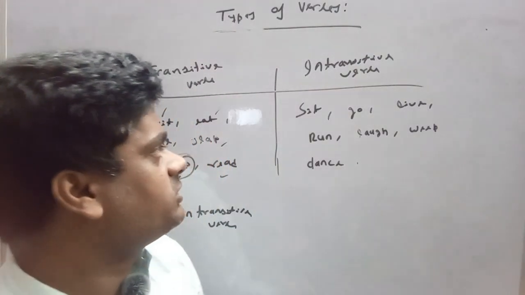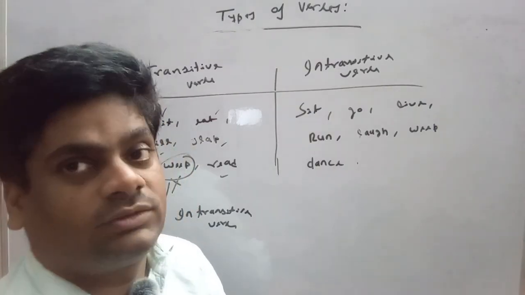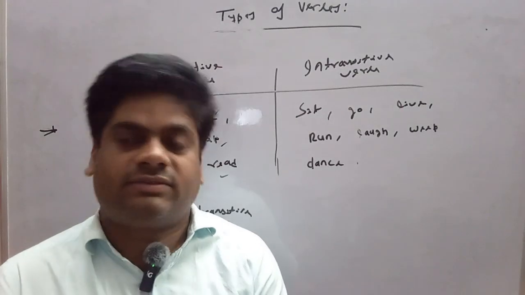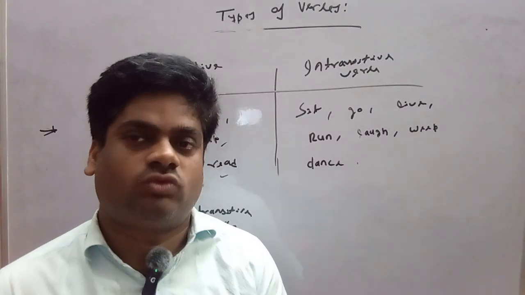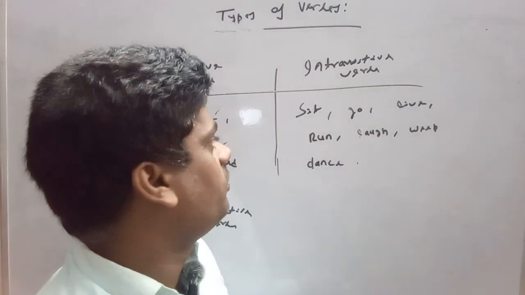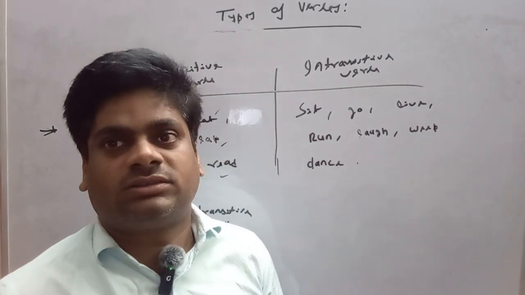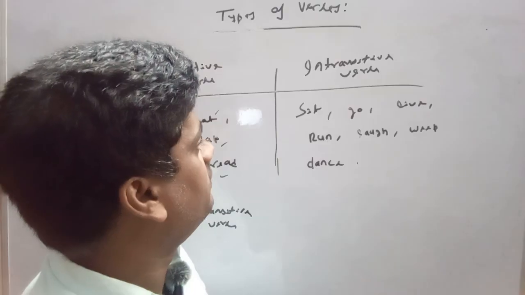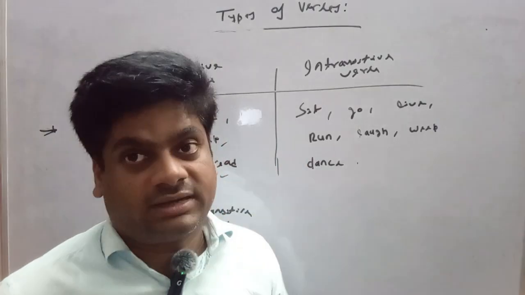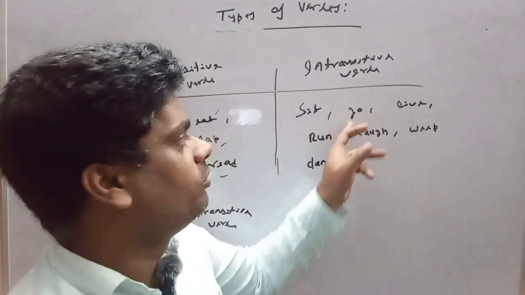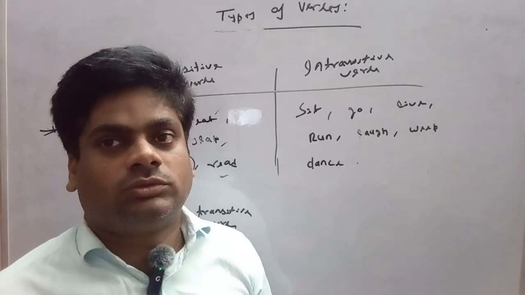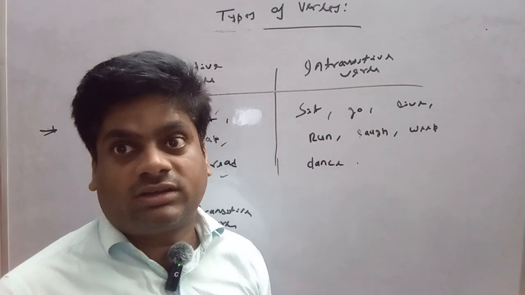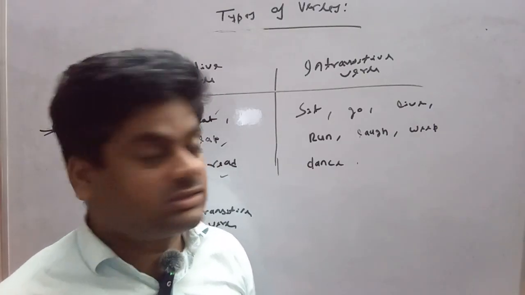If we ask a question, where does he sit? Where? Then its answer would be an adverb of place: on a sofa, on a seat, on a chair. So its answer would not be a noun or a pronoun, but an adverb of place. Go. Where go? Where? The answer of where is not a noun or pronoun, but an adverb of place.